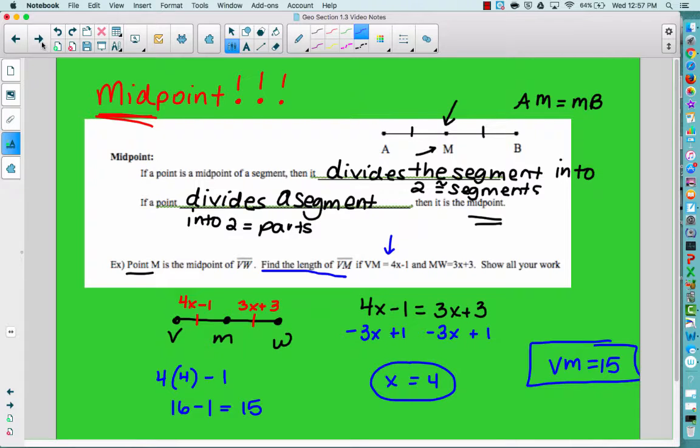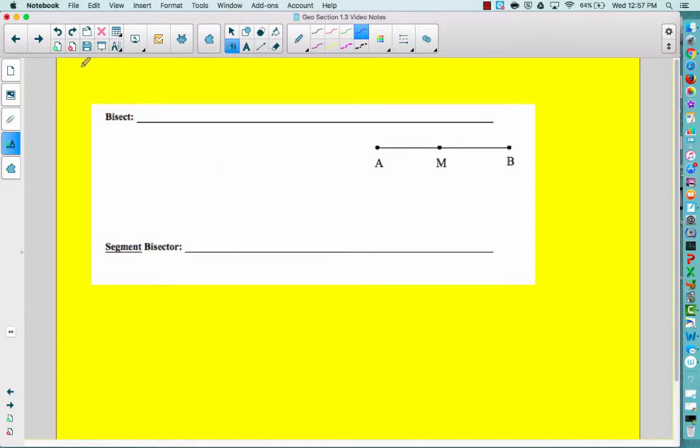Okay, that is midpoint. Now we're going to talk about the word bisect. Not dissect, but bisect. Sect means to section something off. Actually, it's a Latin word. So when we use the word bisect, it means cuts, and the word bi means two. So it cuts it into two equal parts. I could bisect a segment. I can bisect an angle. I can bisect a triangle. Bisect cuts it into two equal parts.